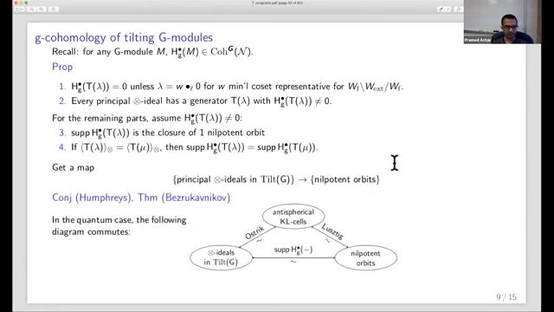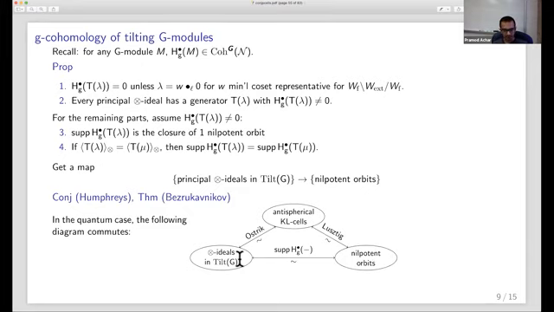Okay, so here's a theorem. Some form of this was conjectured by Humphreys and proved by Bezrukavnikov. So this is a theorem in the quantum case. I already told you about this bijection, which is due to Ostrik. This bijection is due to Lusztig. So of course, if you compose these, you get a bijection.